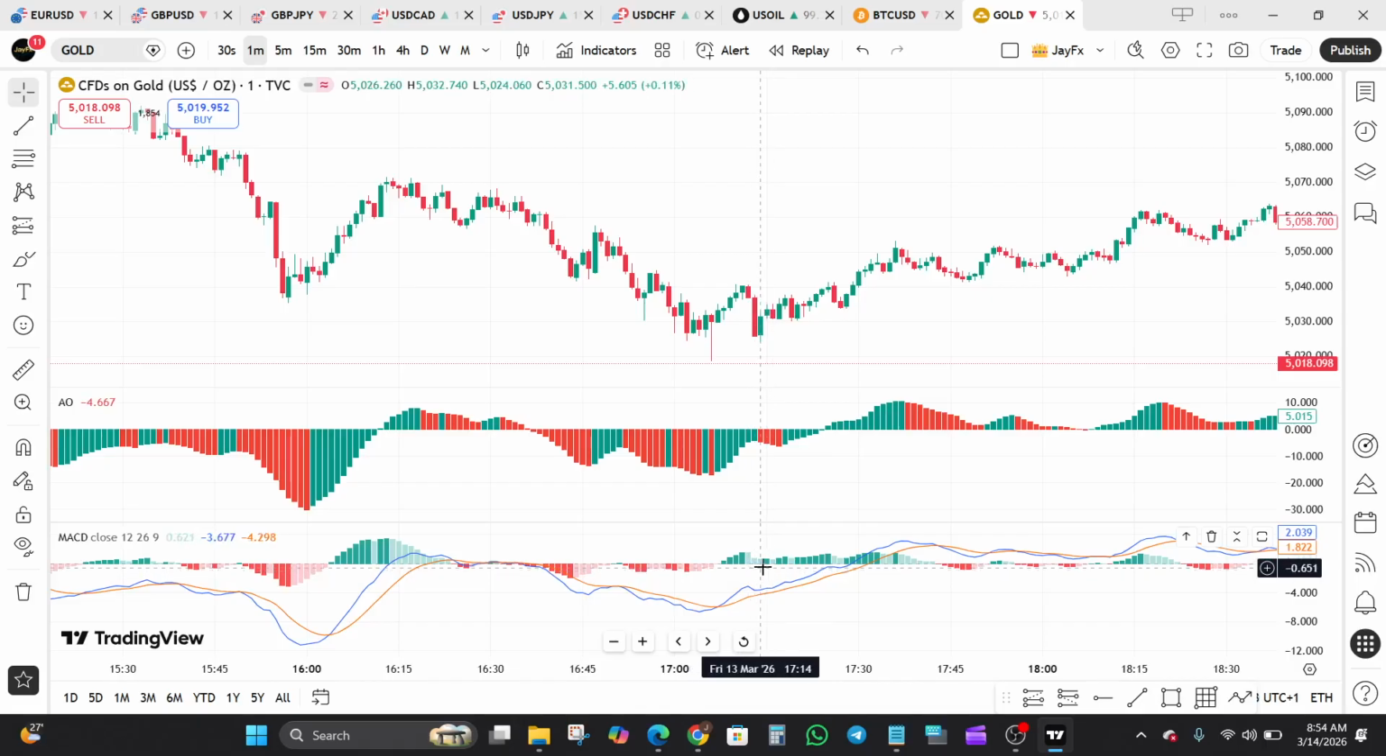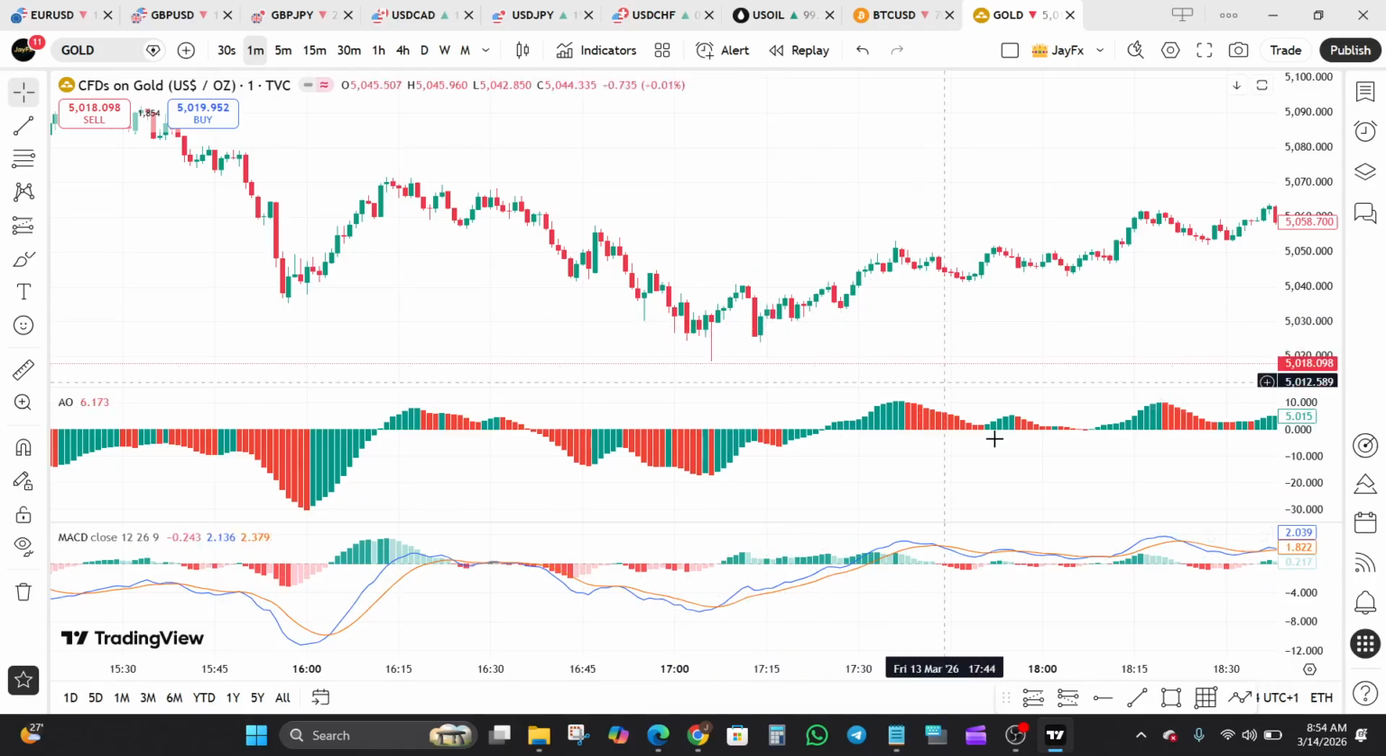Traders often watch for crossovers between the MACD line and the signal line. You can see when that bullish crossover happens and the appearance of green histogram bars, it shows bullish momentum. When the bearish crossover happens and the appearance of the red histogram bars, it shows bearish momentum. So traders often watch for crossovers between the MACD line and the signal line as potential indicators of momentum changes.